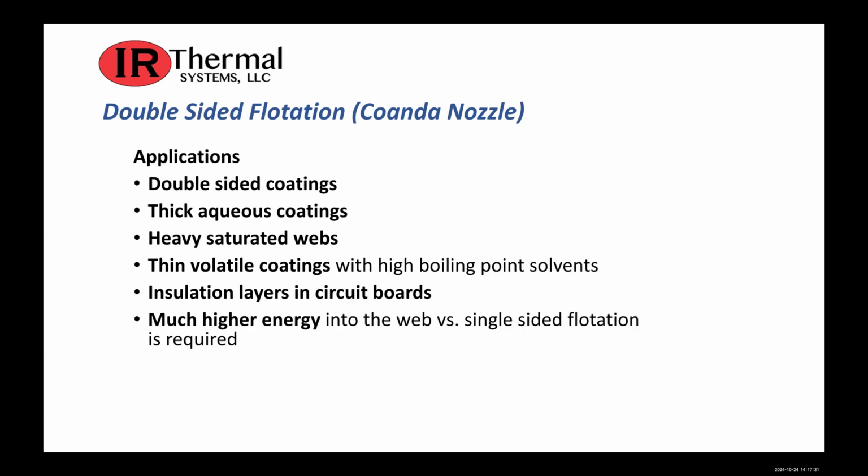This is most often used for double-sided coatings, very thick, heavy aqueous coatings, or heavy saturated webs. It can also be used for thinner volatile coatings that have high boilers, that you're not worried about flashing off because it does have a very high energy input. You'll see this type of nozzle used on insulation layers for circuitry, where you're trying to drive off every last little bit of solvent within a thin coating.